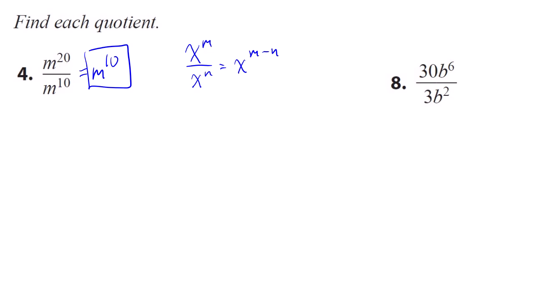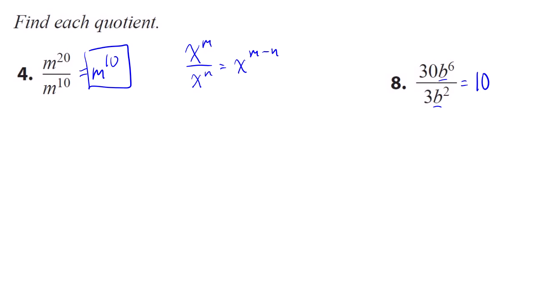Now number 8, we have not only like bases, the b's, but we also have 30 and 3, right, just normal numbers. So we kind of compartmentalize these, right? We do the normal number thing first, right? 30 divided by 3, that's just 10, right? We don't subtract or anything, so don't overgeneralize the exponent properties with normal numbers that we're used to. We just do normal number things with those.